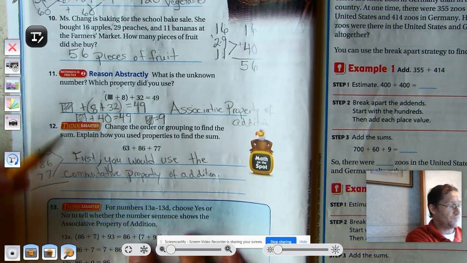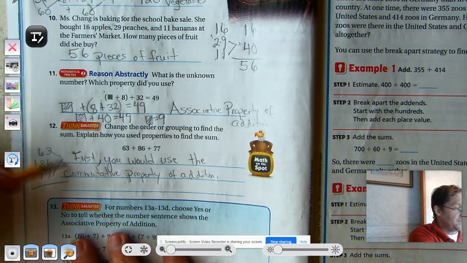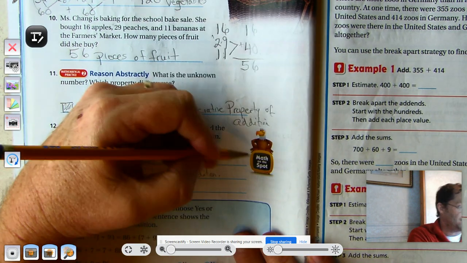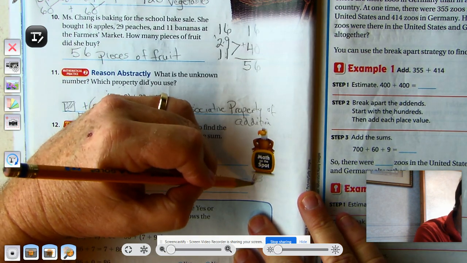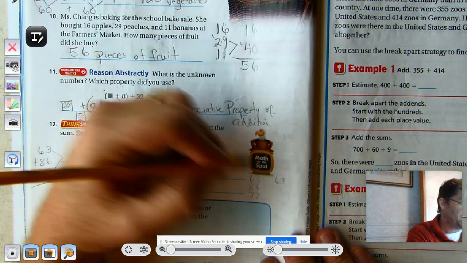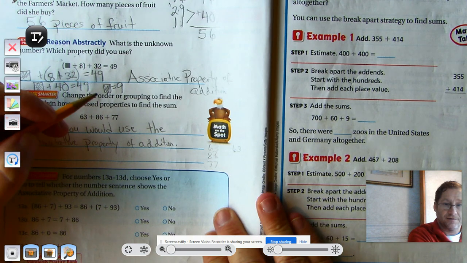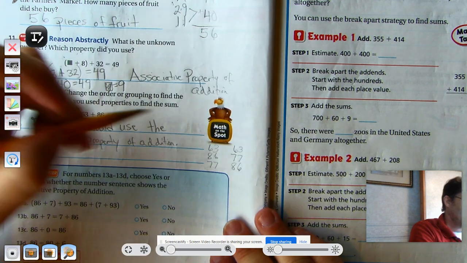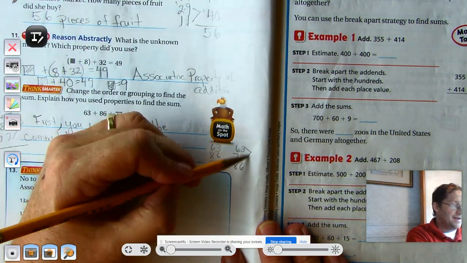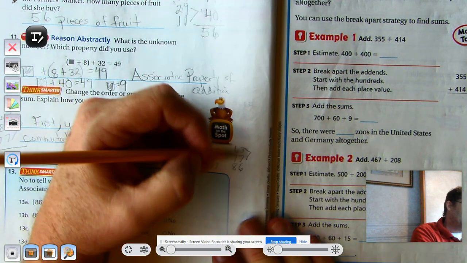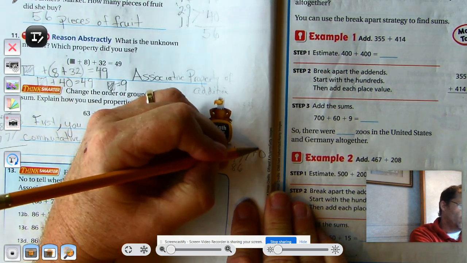So first we're going to use the commutative property of addition to flip the 86 and the 77. So instead we're going to have, let me write it over here, I'm sorry. So we're going to flip the order, keep the 63 first, but we're going to flip the 77 and the 86. Okay, and now we're going to add 63 and 77. 63 and 77 is 140.